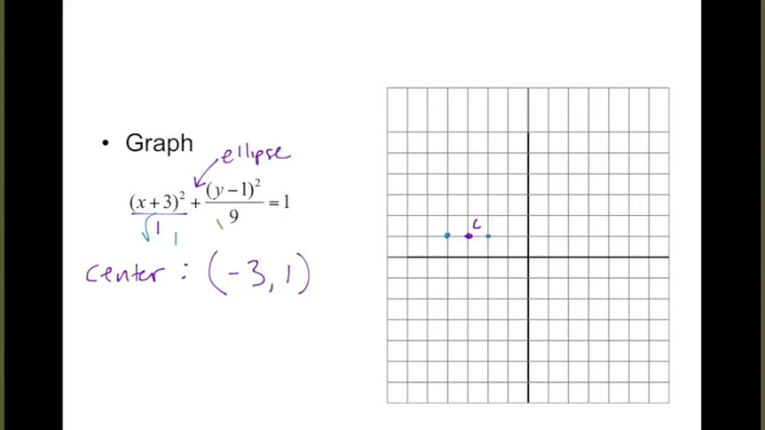Underneath the y, same thing. Square root it, gives 3. And since that's under the y, it tells us about y movement or up and down movement.